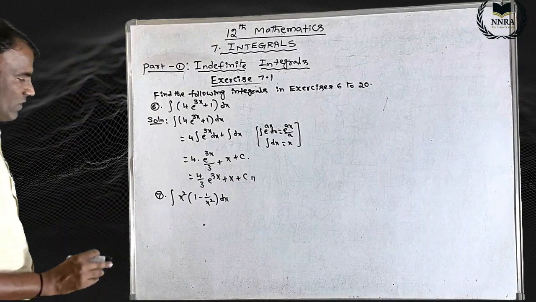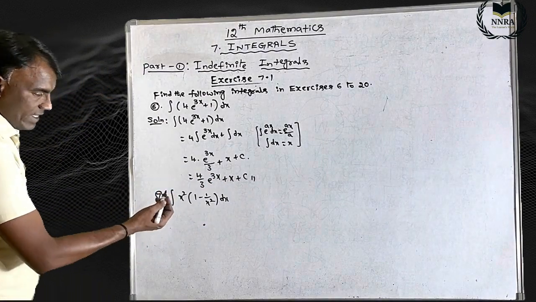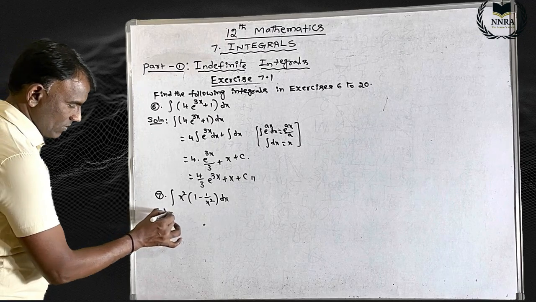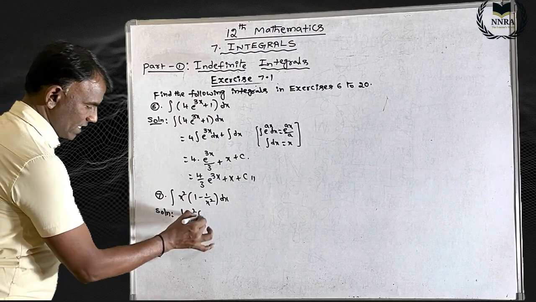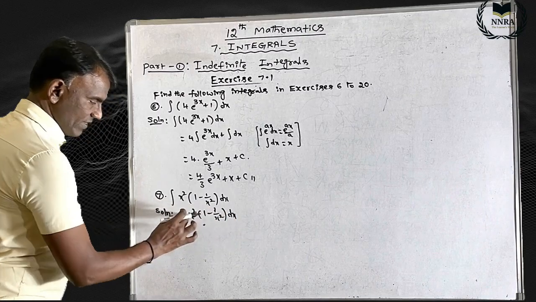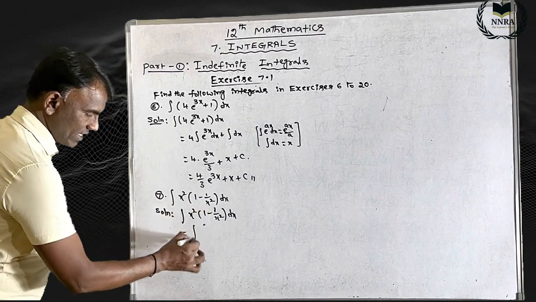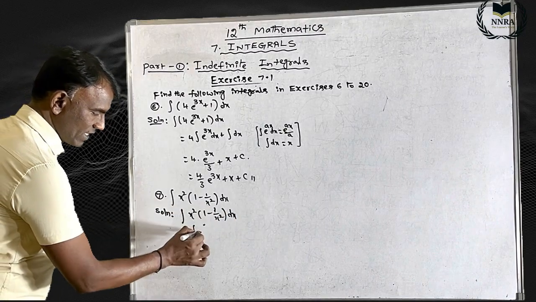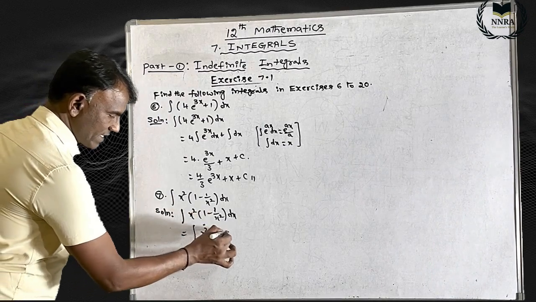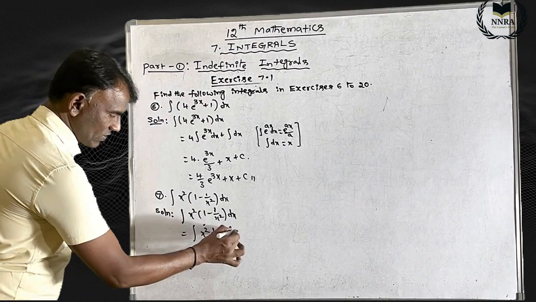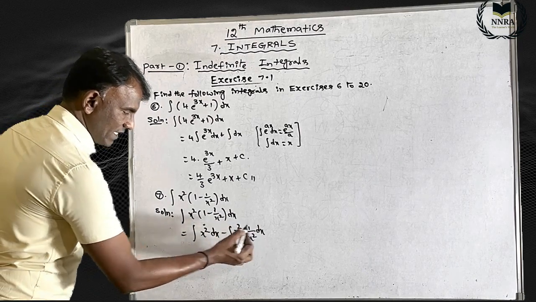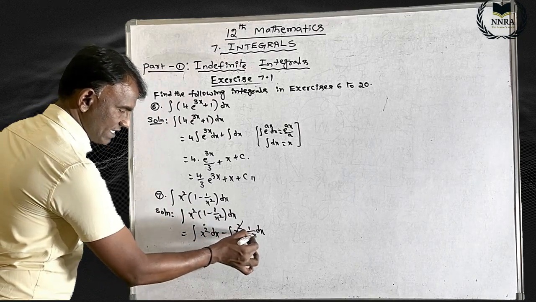Okay, now seventh question. Integral of x square into 1 minus 1 by x square, right? So x square into 1 minus 1 by x square dx. First multiply these two terms. So what is that first term? x square into 1 is x square, then dx, and minus integral x square into 1 by x square, then dx.